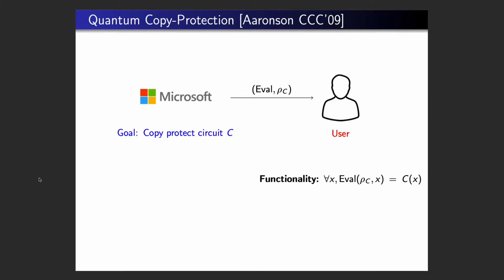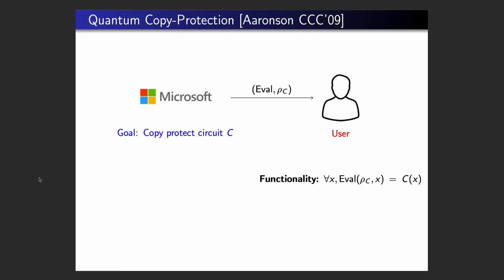Suppose, let's say, we have a company like Microsoft who wants to copy protect a circuit C. So let's stick to classical circuits for now. So what Microsoft is going to do is run the copy protection algorithm on the circuit C to obtain a quantum state denoted by rho C. In addition, it also manufactures this evaluation algorithm called Eval. So it's going to send Eval and rho C to the user. So using this state rho C and Eval, the user will be able to obtain the output of the original circuit C on any input.